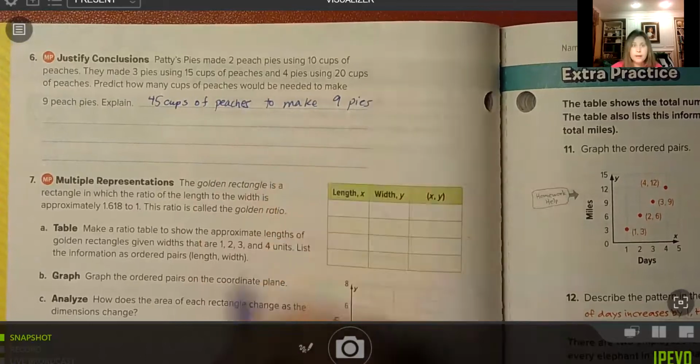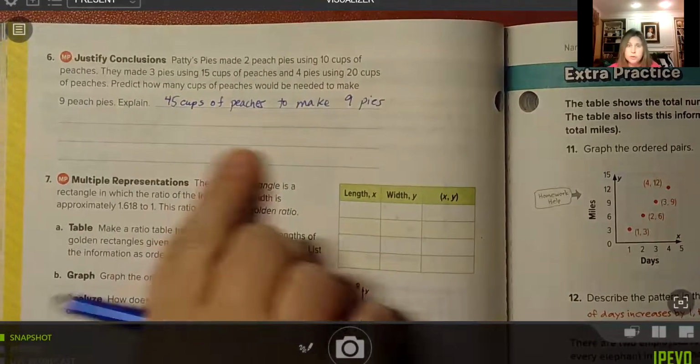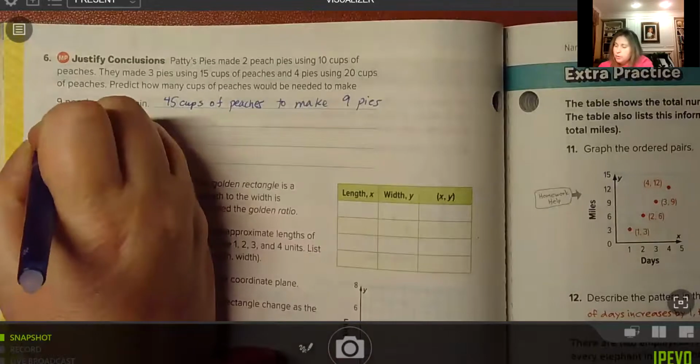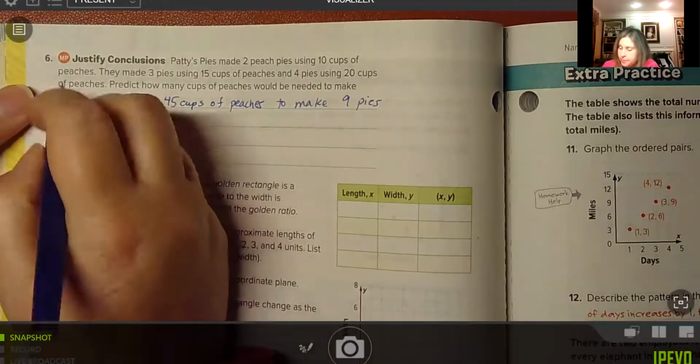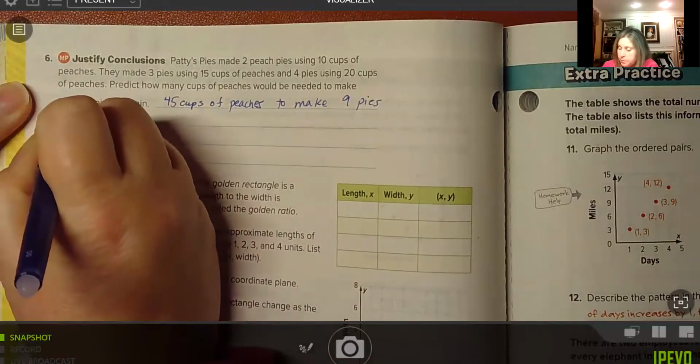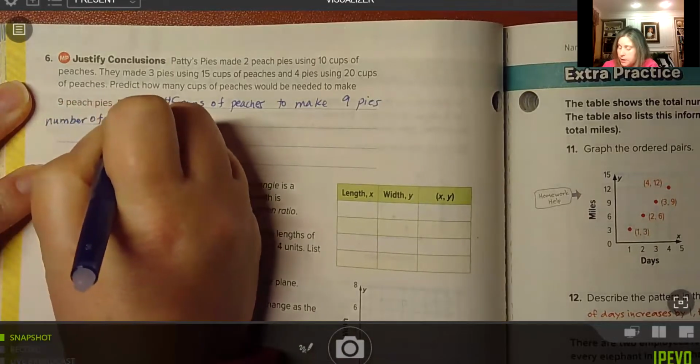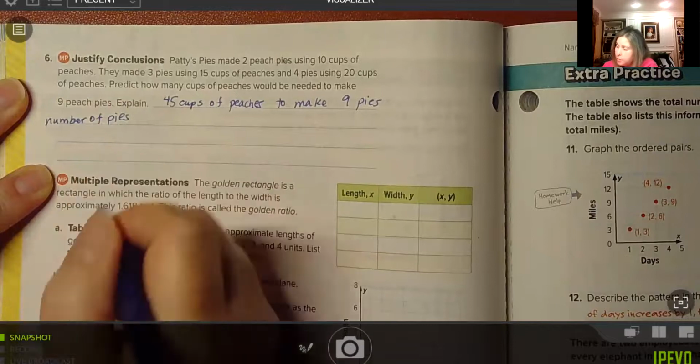And let's just go ahead. We have a lot of really nice workspace here. So let's go ahead and make a ratio table to organize our information about the pies. So we can make our first row of our table number of pies. And our second row will be cups of peaches.